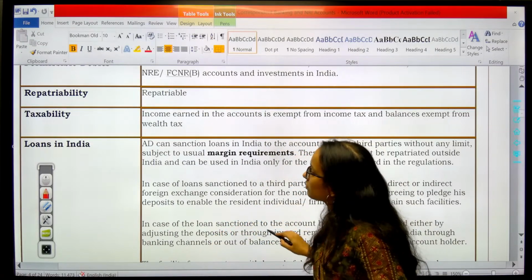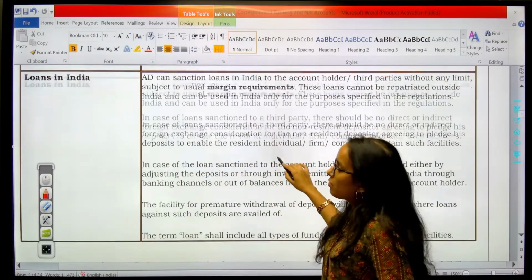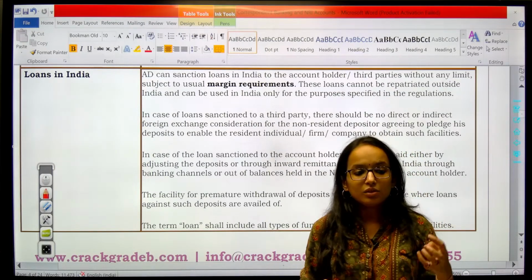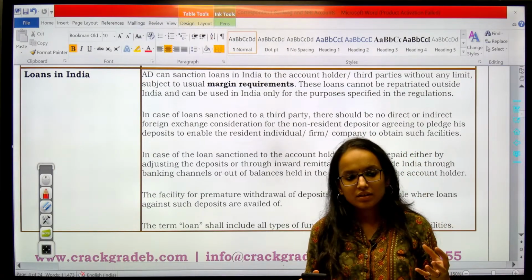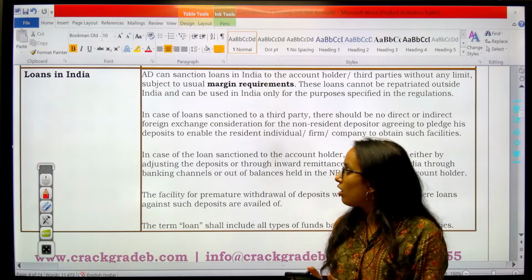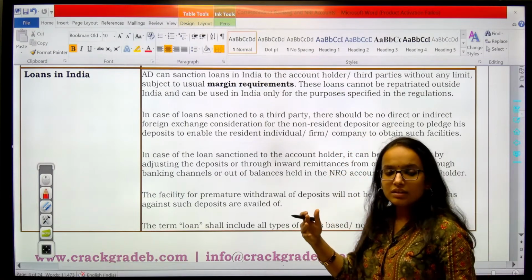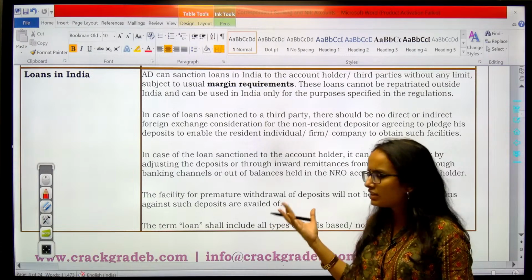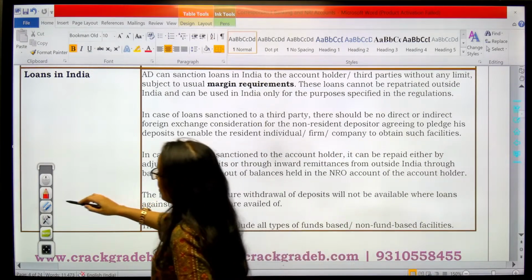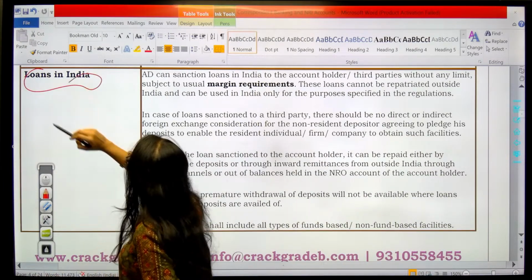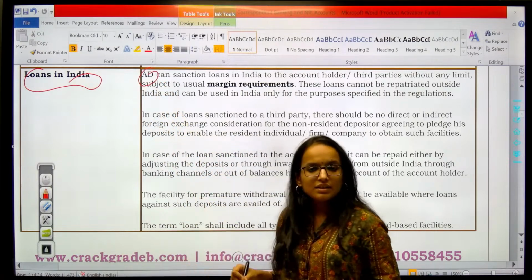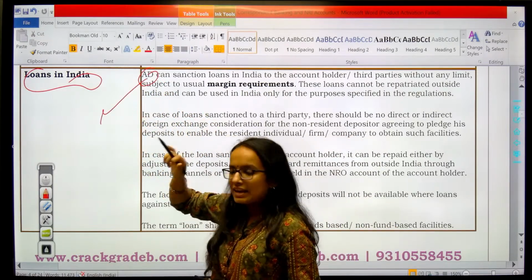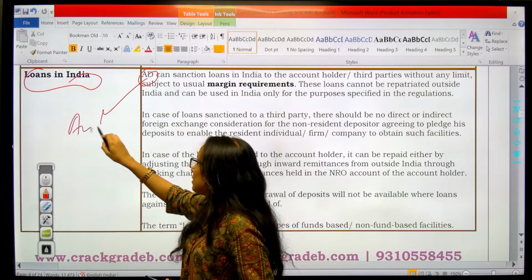Now, when we talk about loans in India, can loans be granted out of these funds, or can they be granted loans in India? If they have this account, let's see the situations. The other criteria is loans in India. AD here is authorized dealer. Wherever AD is written in your PDF, AD means authorized dealer.